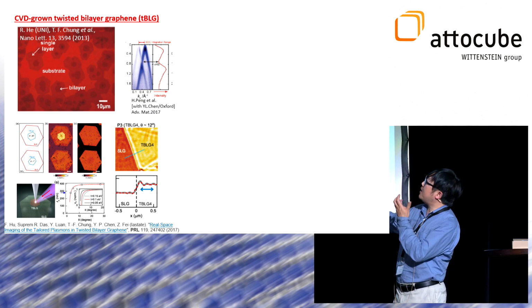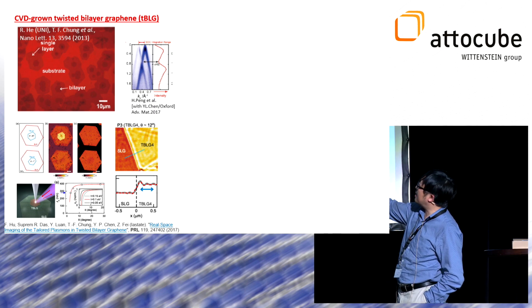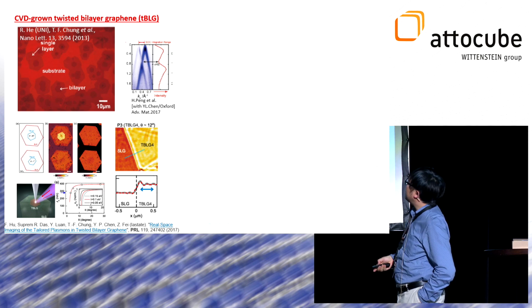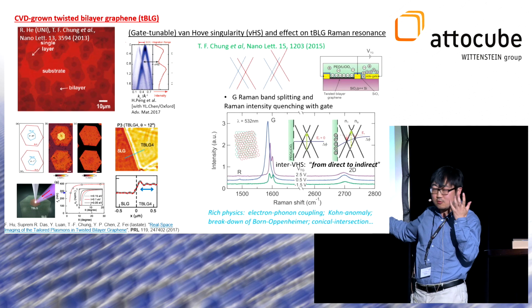These are earlier micro-ARPES measurements. I'll say more about that later. That time it was done with Yulin Chen in Oxford. And you see this nice Van Hove singularity form between two twisted Dirac cones. One of the interesting signatures of this can show up in optical Raman spectra.